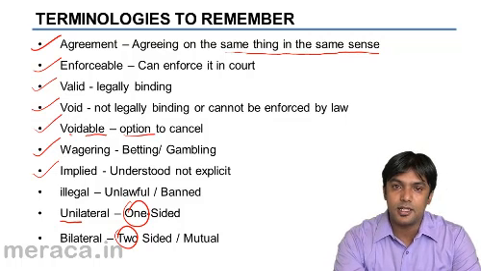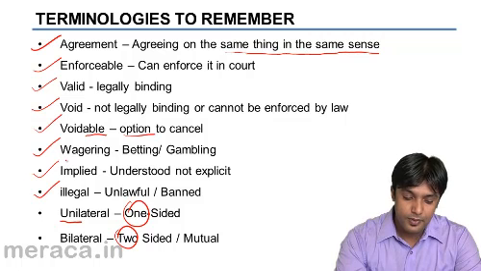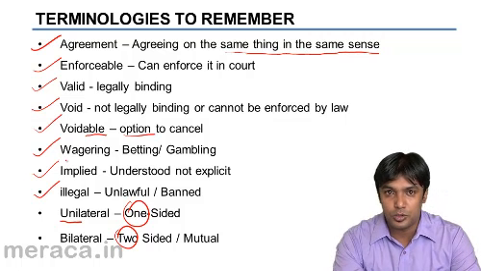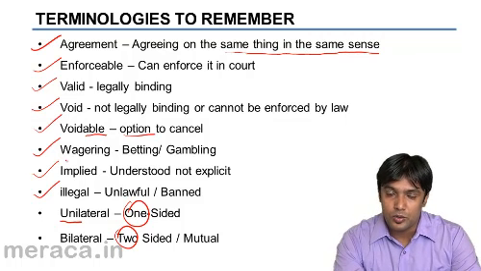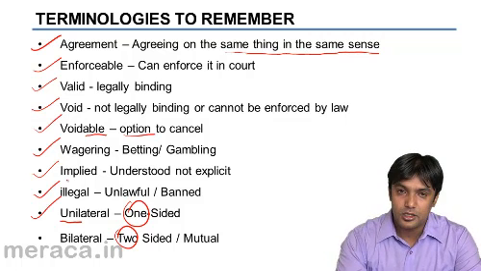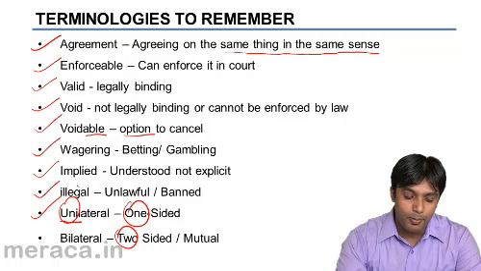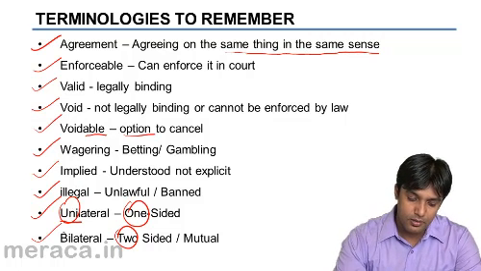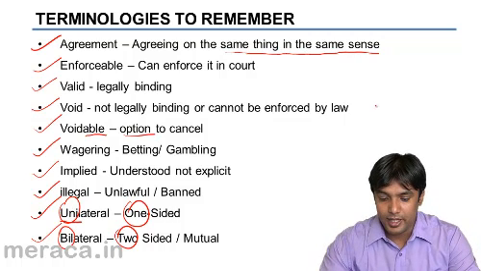Implied is things that you can understand, it is understood. Illegal is things that you're not supposed to do, like killing an animal which is endangered or driving your car on the wrong side of the road. It's all illegal. Unilateral is one side. Uni is the key word. Bilateral is two-sided. Bi is the key word. Let us go to the next slide.